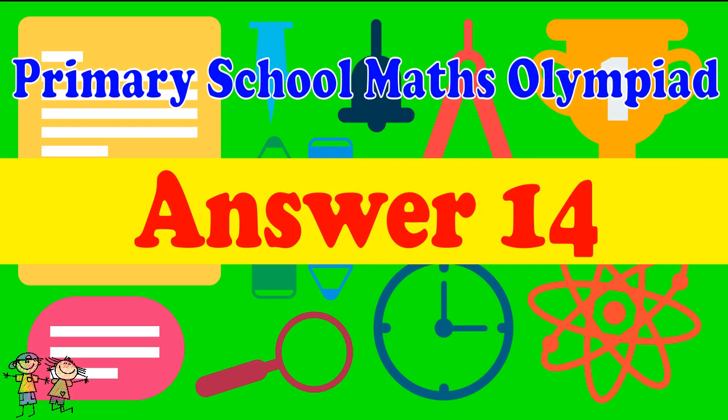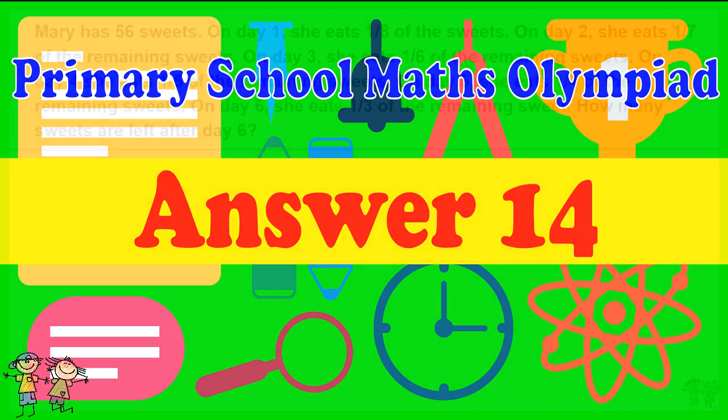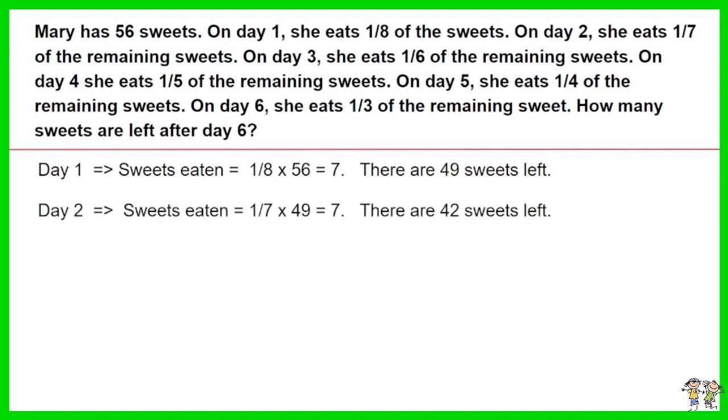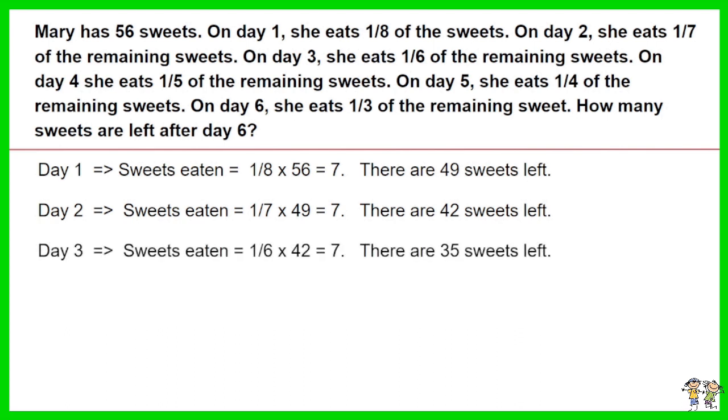Answer for question 14. On day 1, the number of sweets eaten equals 1/8 of 56 equals 7. There are 49 sweets left. On day 2, the number of sweets eaten equals 1/7 of 49 equals 7. There are 42 sweets left. On day 3, the number of sweets eaten equals 1/6 of 42 equals 7. There are 35 sweets left.